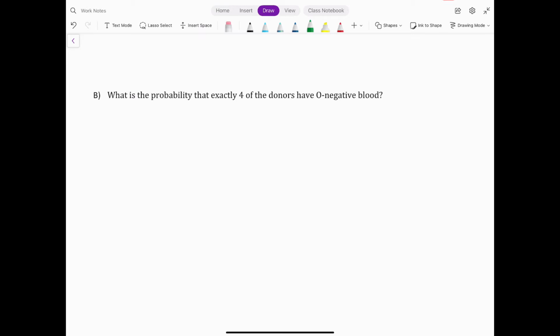As we've done in previous videos, we are going to once again convert this to probability notation. What is the probability that X, remember X for binomial represents the number of successes, equals 4? We need exactly 4 people to have O negative blood. I'm not going to even muck around with that formula. I'm going to show you straight how to do this in StatCrunch.